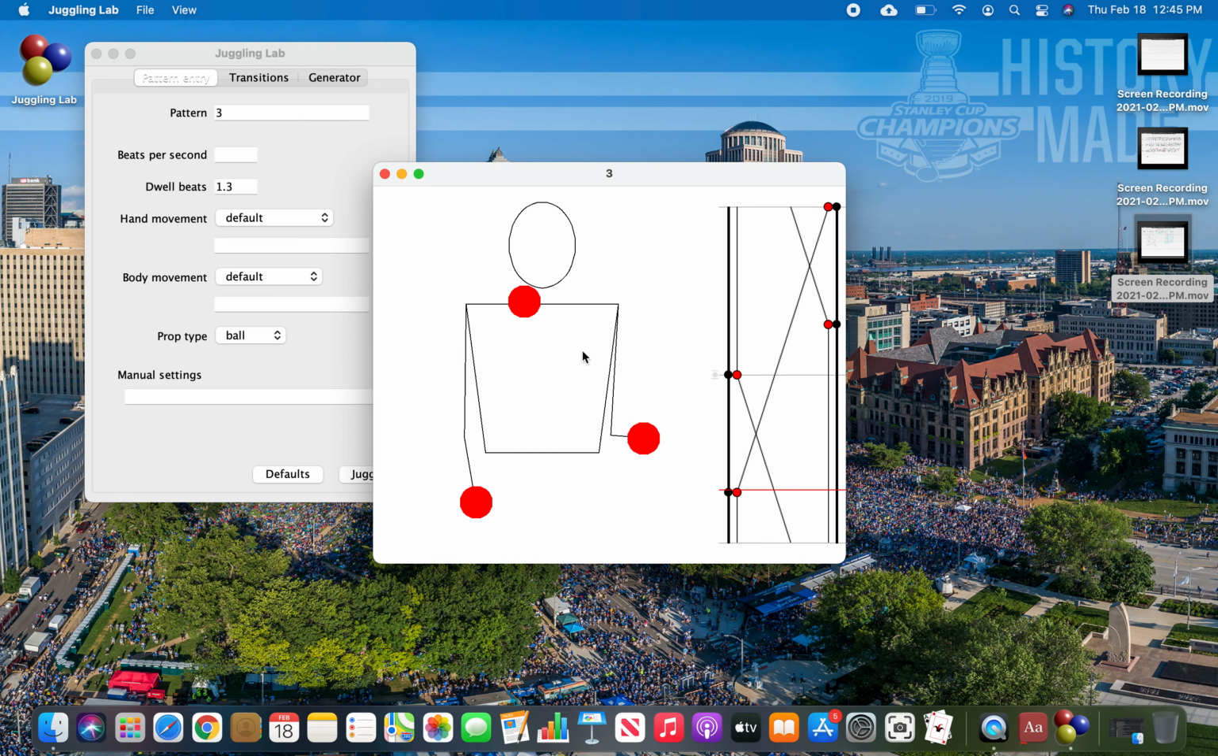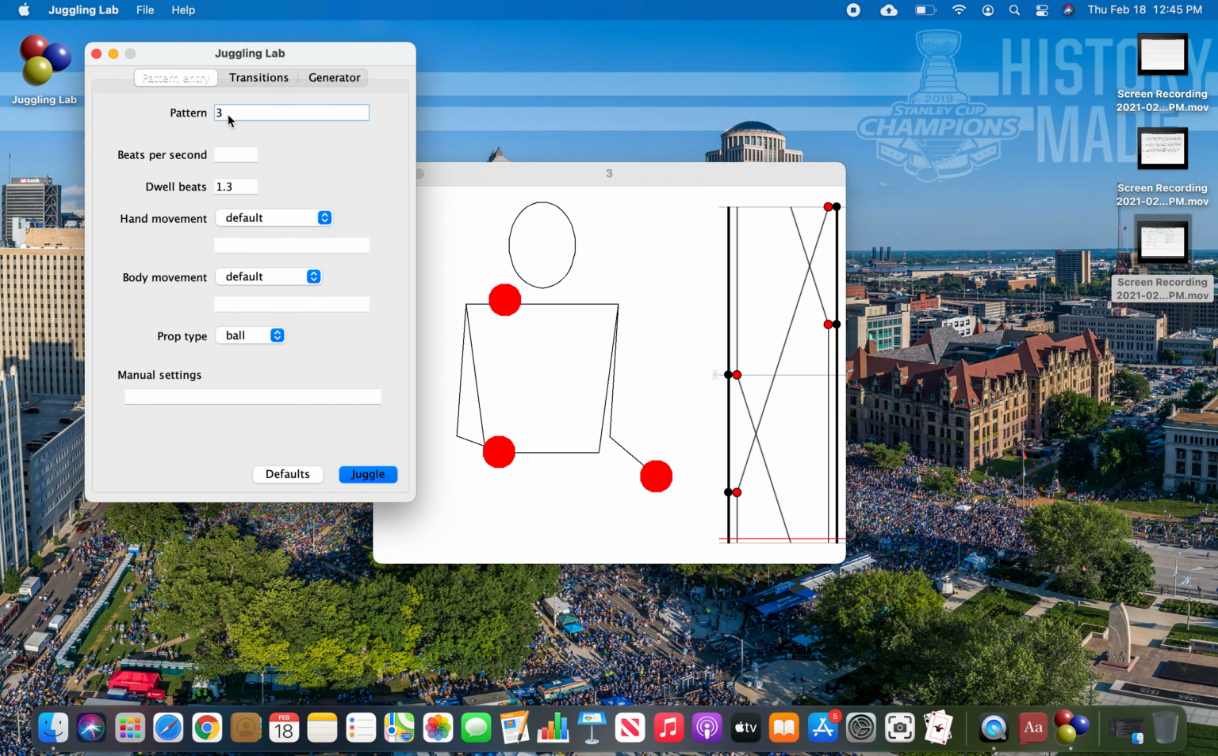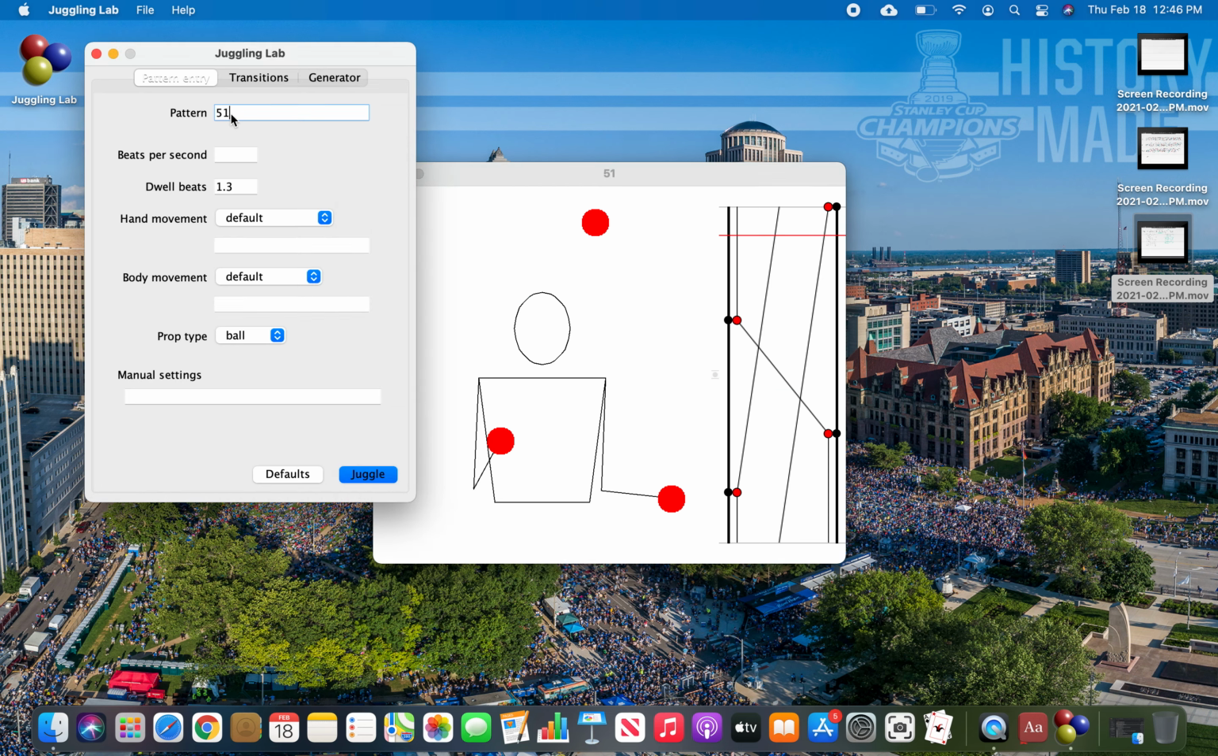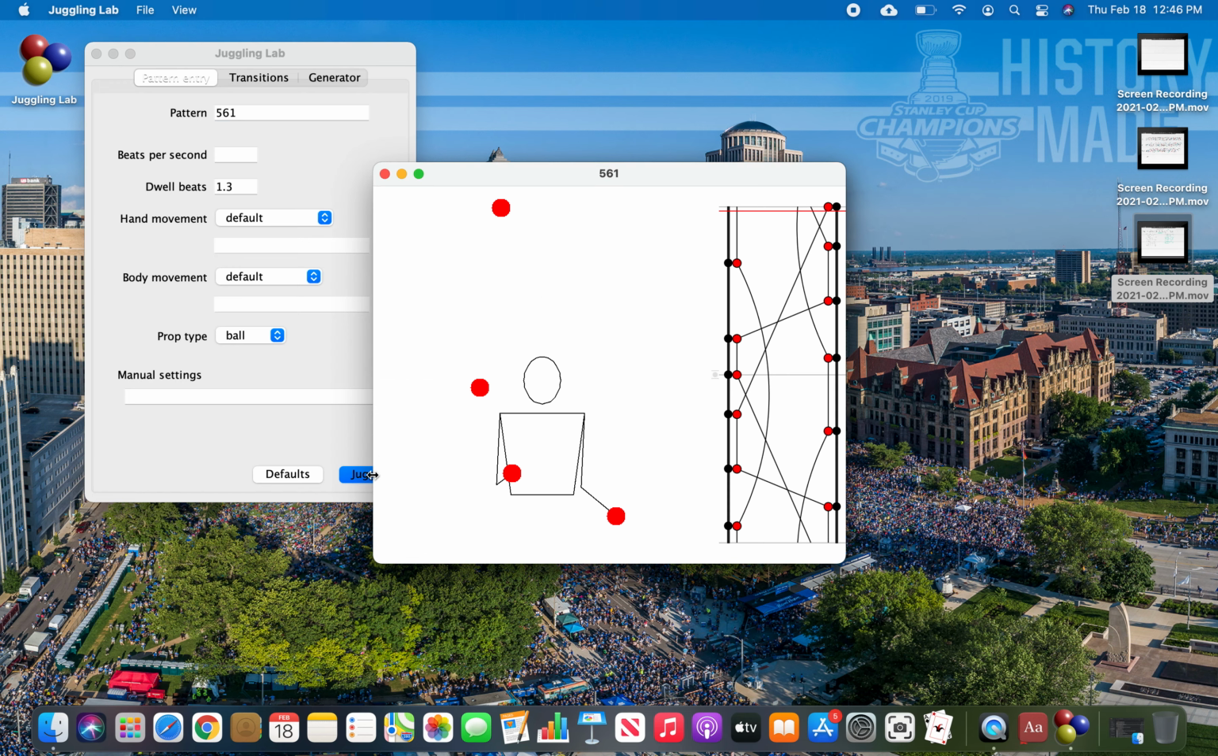So here's the 3-ball cascade I was doing at the beginning of the video. Another one of the patterns that we tried was the 3-ball shower fountain that we showed could be juggled, and so that's what this would look like. 5-1. We also tried the pattern 5-6-1, and so that's what this would look like. 5-6-1.